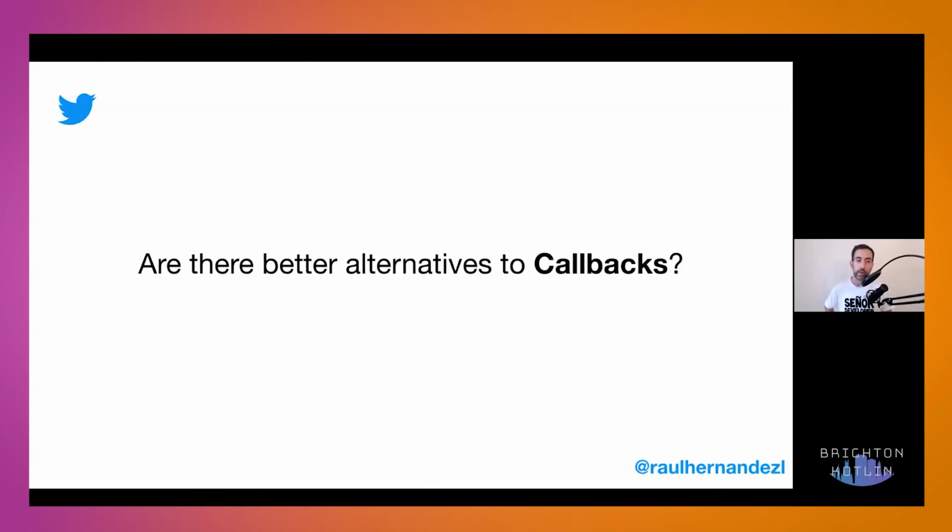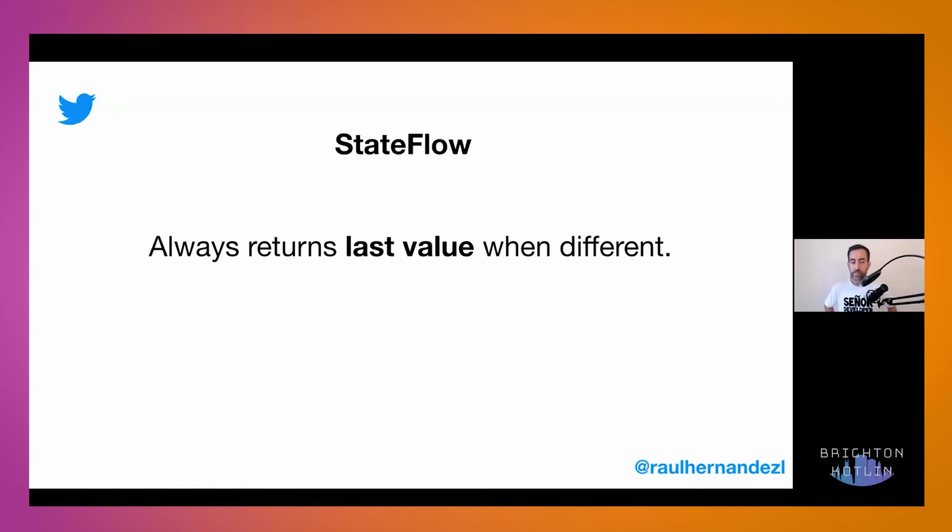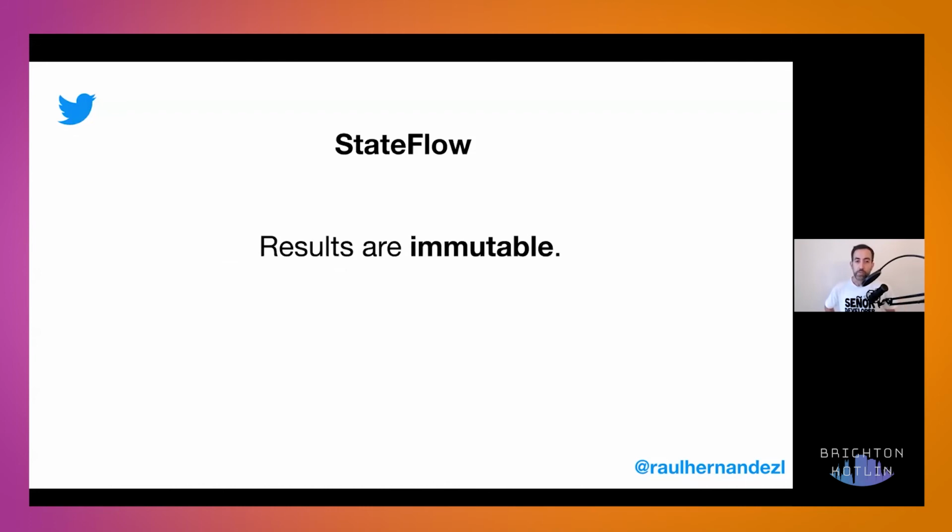So that's not happening. Are there any better alternatives to callbacks? I will say, if we think in Kotlin, we could use, for instance, Stateful, that is always returning the latest value when it's any different. And also those results coming from Stateful are immutable. That means that Stateful, because it's the contract of the Stateful, is read-only. You only have getters. You cannot change the Stateful once you have created the instance.